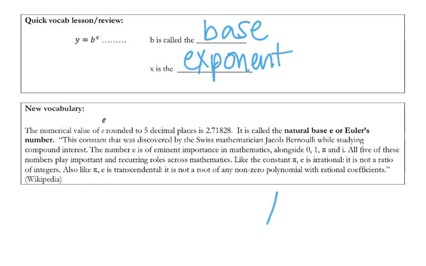You will also see the letter e being used. e is not a variable, it is a constant. The value, well, it's irrational, but the value rounded to 5 digits is about 2.71828. It's called the natural base e, or Euler's number. This constant was discovered by Bernoulli when studying compound interest, which we're going to get to study in our next lesson. So you can read a little bit more about that, but if you see the letter e, know that we're talking about an irrational number that's about 2.71828.